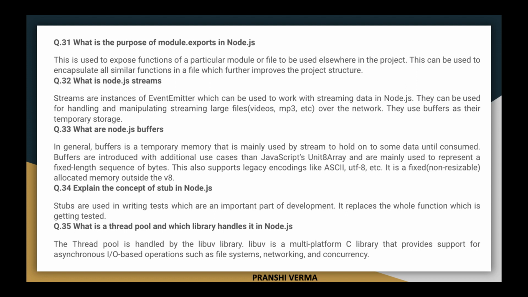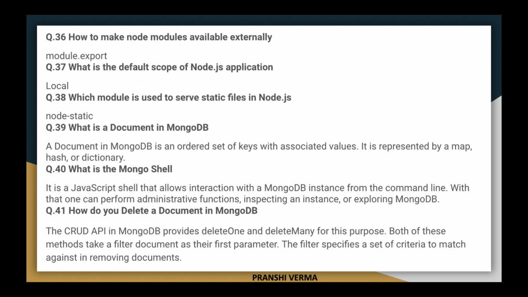Let's move further. Next question is, how to make Node modules available externally. Answer: to make a Node.js module available externally, you can publish it to a package manager like npm, Node Package Manager, or Yarn. Once published, others can install and use your module in their own Node.js projects. Here are the steps to publish a Node.js module to npm.